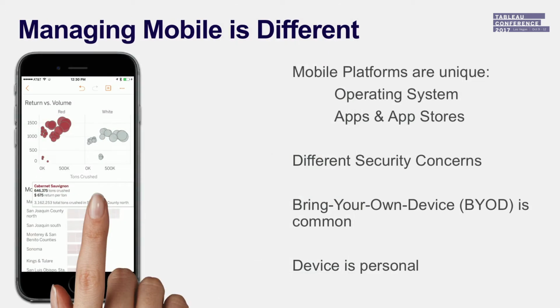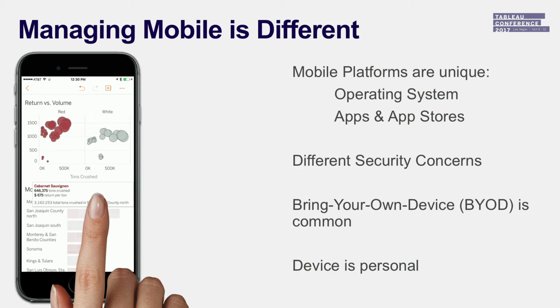So managing mobile is different. There are multiple operating systems, and they don't make it any easier. There are two different app stores, and there are two different apps. Apple has its own app store, and Google has Play Store. There are different security concerns when it comes to mobile devices. It is so much easier to lose a phone as compared to a workstation that's on your desk.